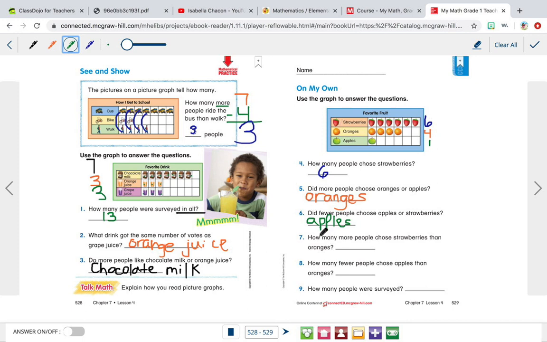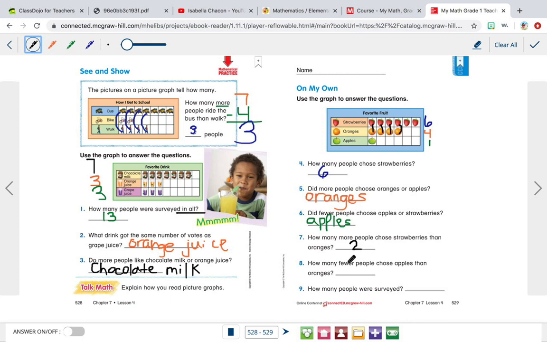All right, number 7 says, how many more people chose strawberries than oranges? So here's strawberries and here's oranges. What we're going to do is match up the strawberries and oranges and find out how many are left. So there's a strawberry for an orange, a strawberry for an orange, a strawberry for an orange, and a strawberry for an orange. The oranges are all gone. These all got collected, but still how many strawberries are left? 1, 2. So there are 2 more strawberries than there are oranges.